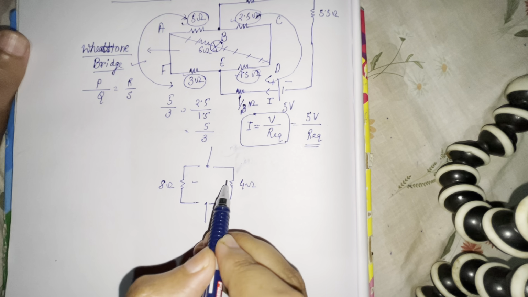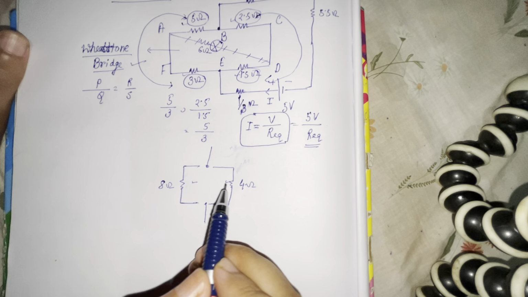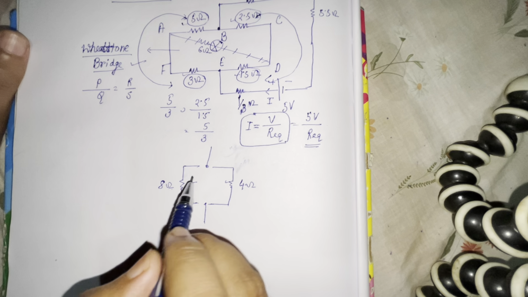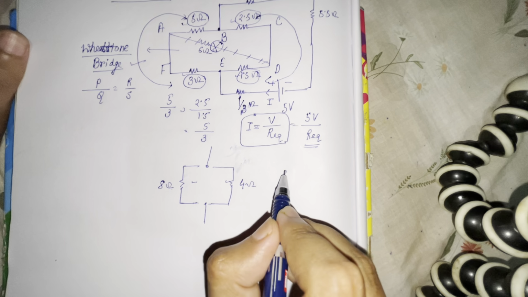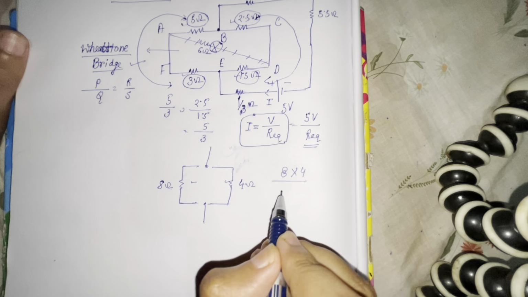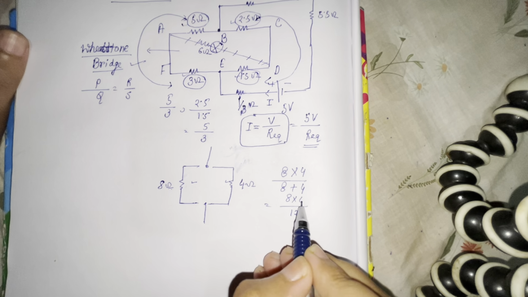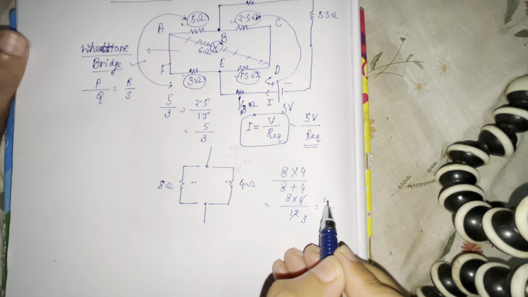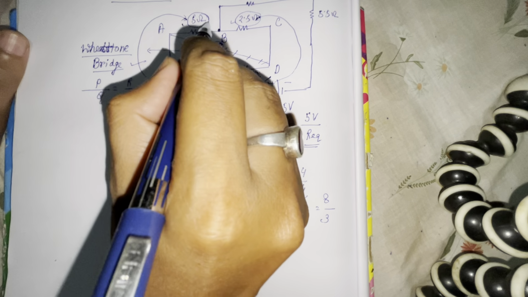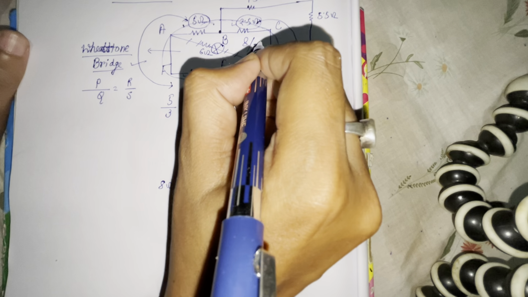Now you can see these two are in parallel, so the equivalent resistance of 8 ohm and 4 ohm will be 8 into 4 divided by 8 plus 4, that is 32 by 12, so it will be 8 by 3. So this section's equivalent resistance becomes 8 by 3 ohm.